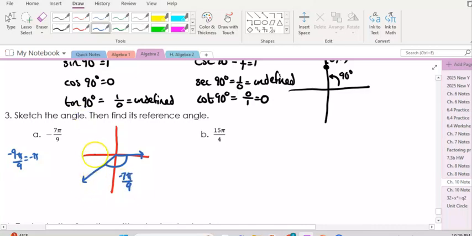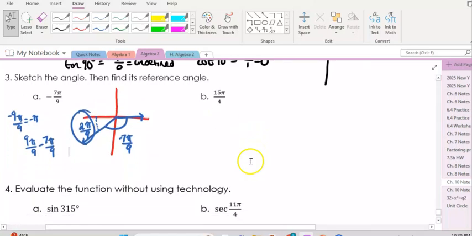And so if I want to find out how much this is right here, this is the reference angle. If I go from a full pi, which is 9 pi over 9, and take away 7 pi over 9, then what I'd be left with is 2 pi over 9, which would be our reference angle. Remember, your reference angle is created by the terminal side and the x-axis. That's how you find it. So I left both of these in radians because I wanted to show you, I think radians are harder to work with and degrees are easier.